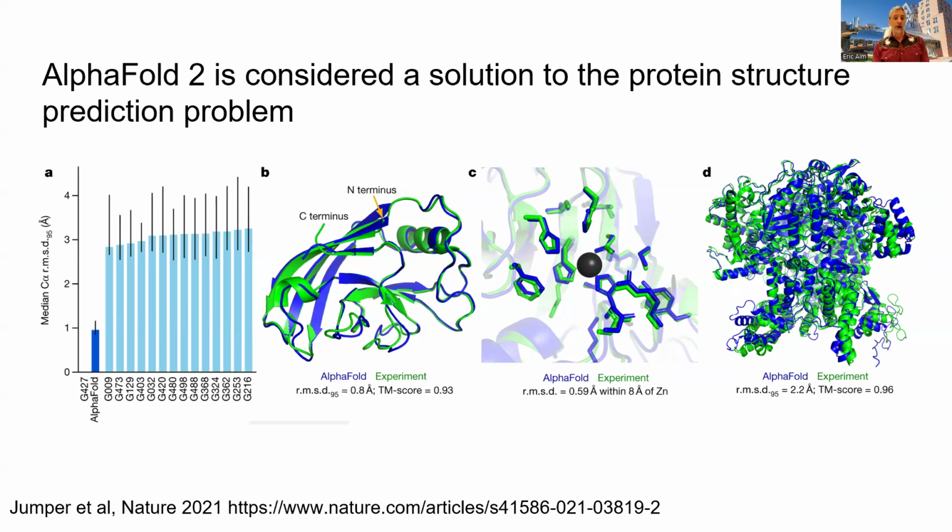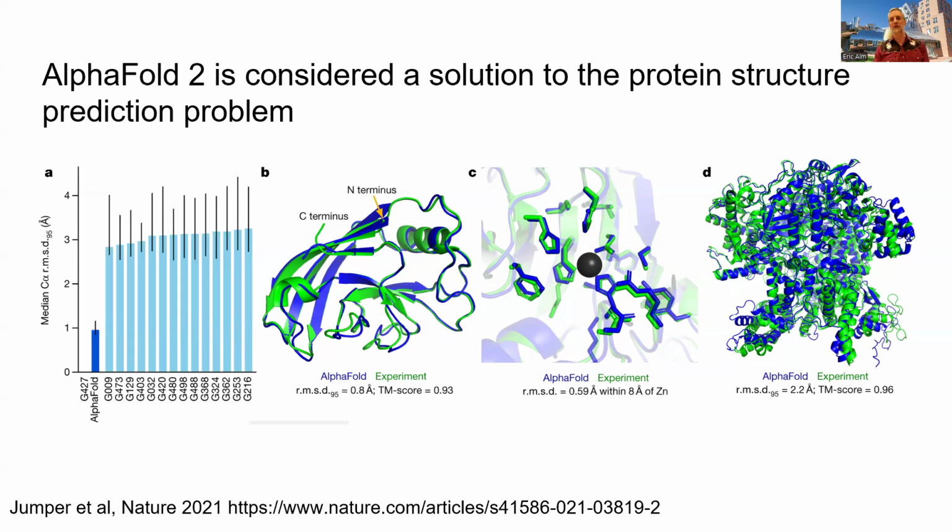So this is a figure from the 2021 Nature paper when AlphaFold 2 came out. And so the first panel shows the RMSD. Remember, that's the root mean square deviation of the C alpha atoms of the predicted structure versus the experimentally determined structure. For AlphaFold, it's shown in dark blue, and for all the other competing methods, it's shown in light blue. So just to show that, AlphaFold is blowing everybody else out of the water.